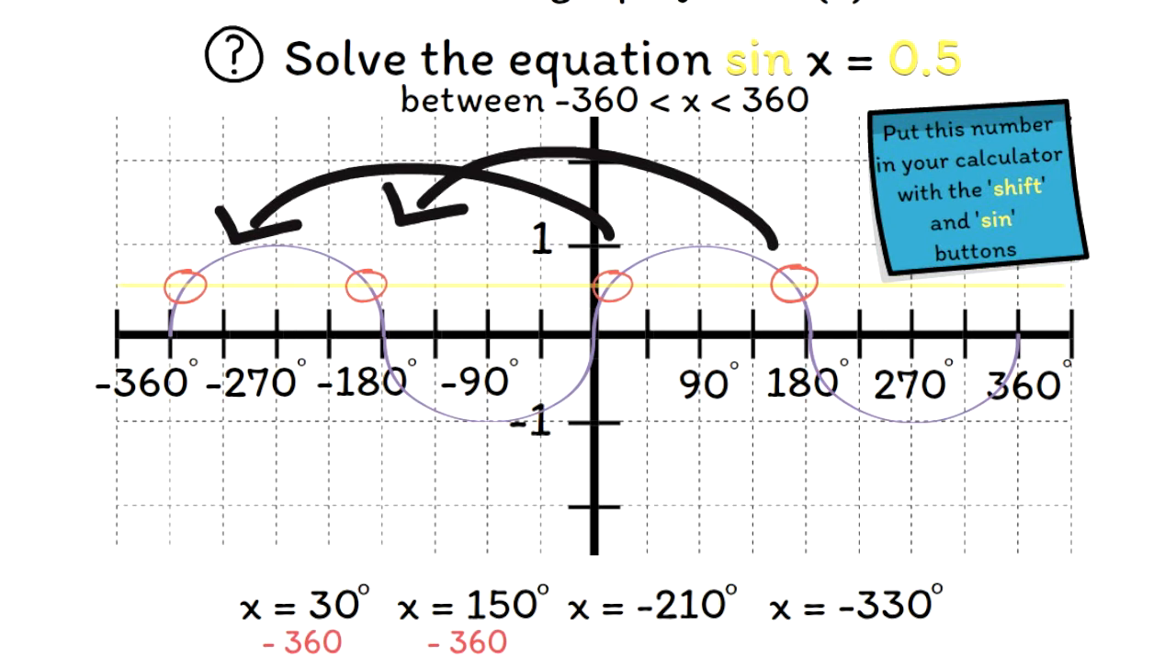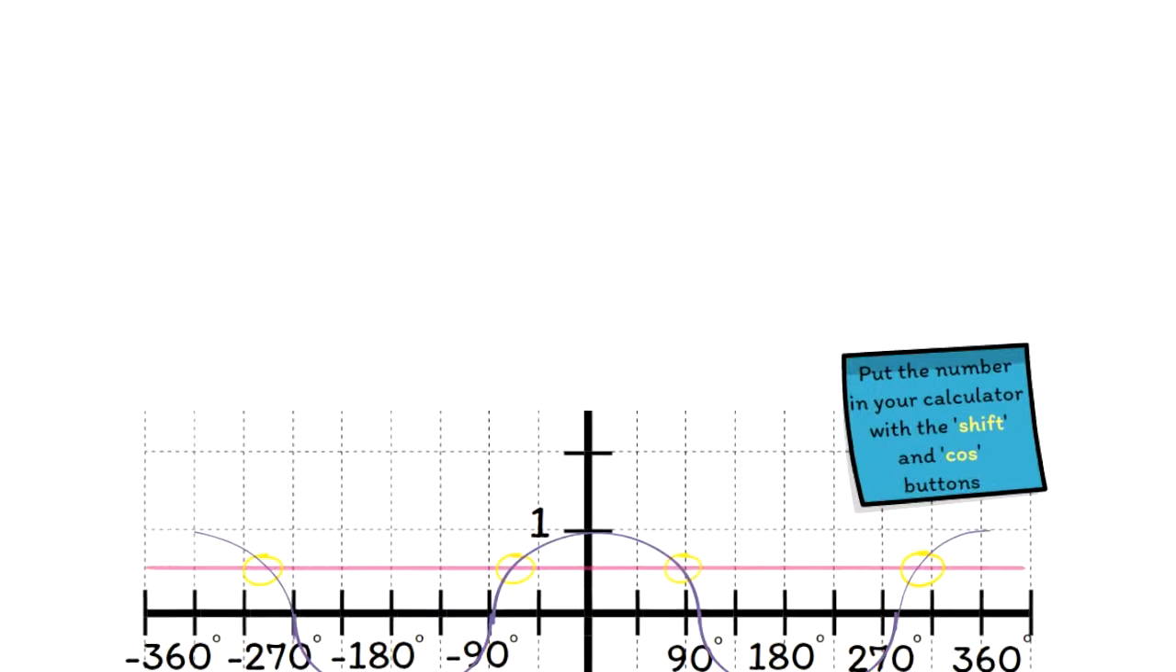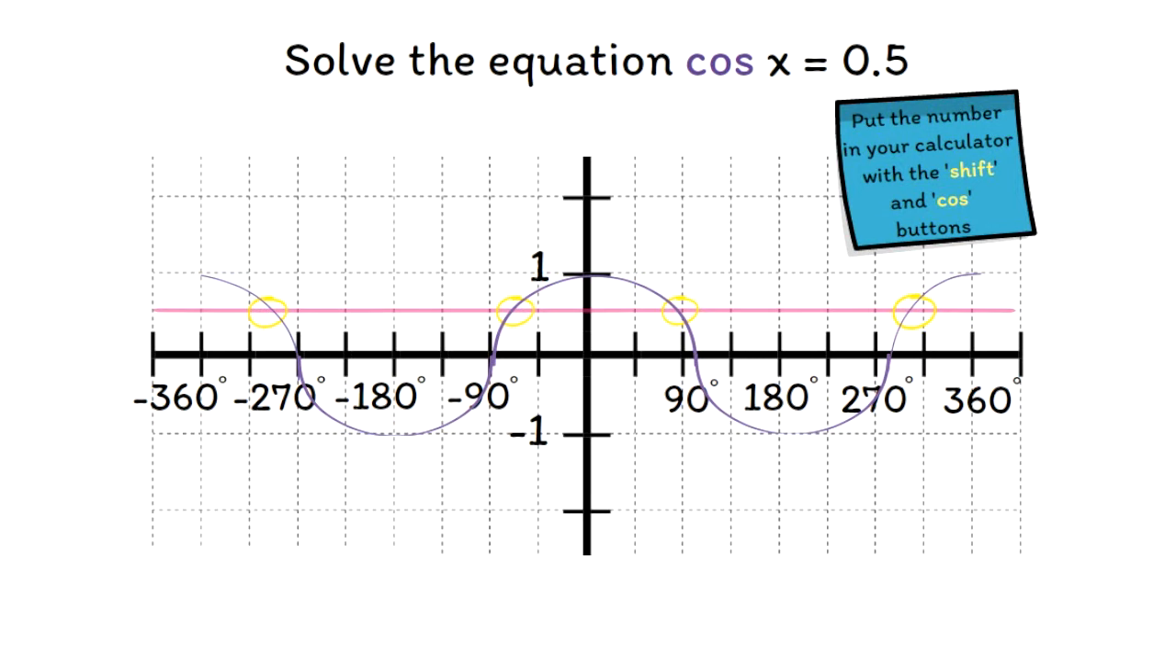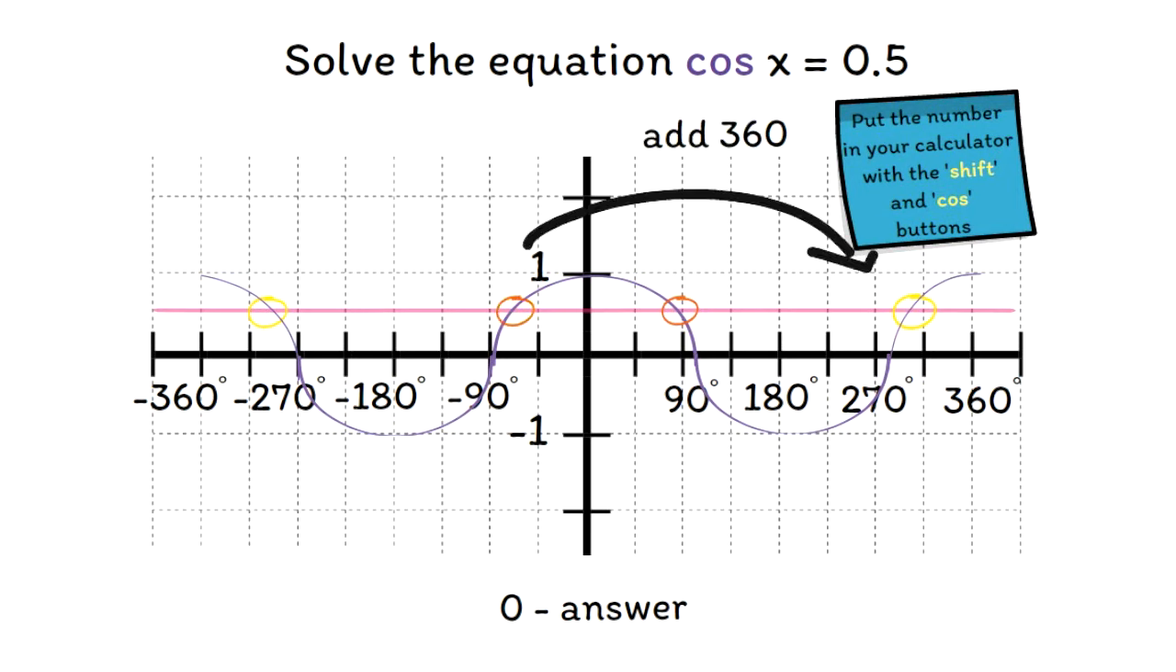It's important to note here that on your cos graph, you have a slightly different line of symmetry because it starts at 1, not 0. This means that after you put the shift and the cos button in with the number that they've asked you to solve, you're going to find your second point of interception by taking your first point away from 0. This will give you the two middle points of your cos graph, and then you can add 360 degrees to one of them and take 360 degrees away from the other to find the rest of your points.